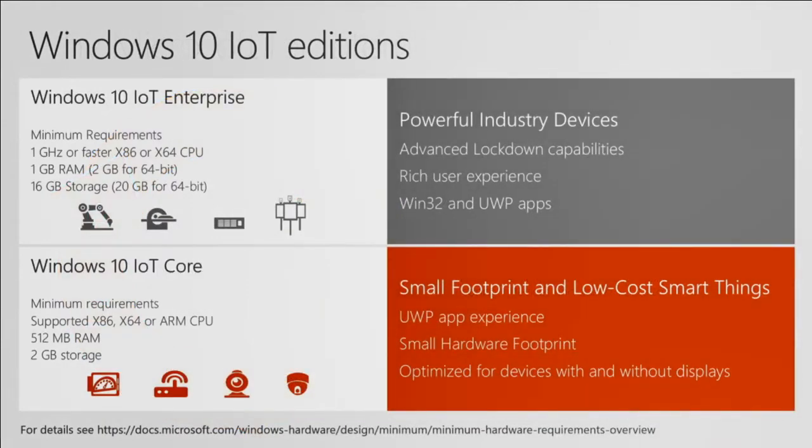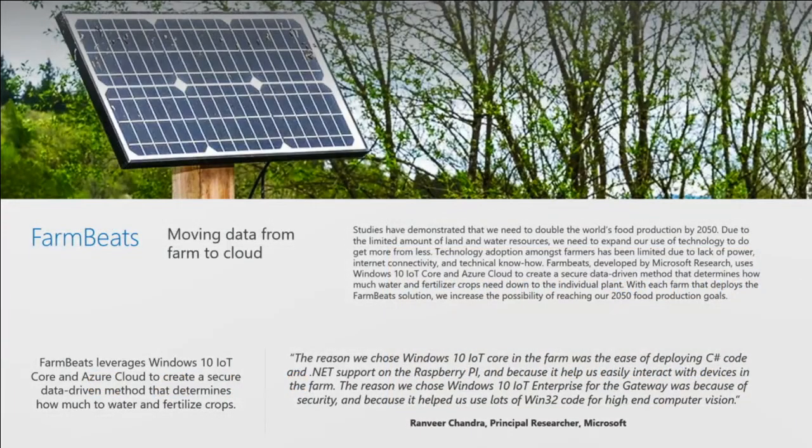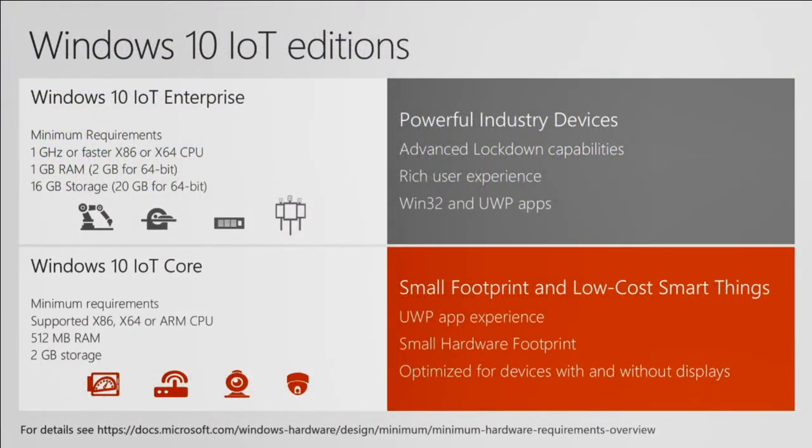There were two SKUs of Windows IoT. There's the Enterprise SKU that allows you to access legacy devices. And then there's the IoT Core SKU that will run on smaller devices like Raspberry Pis and devices based on Qualcomm's Dragonboard and things like that. So with that, I'll pass back to Adi.